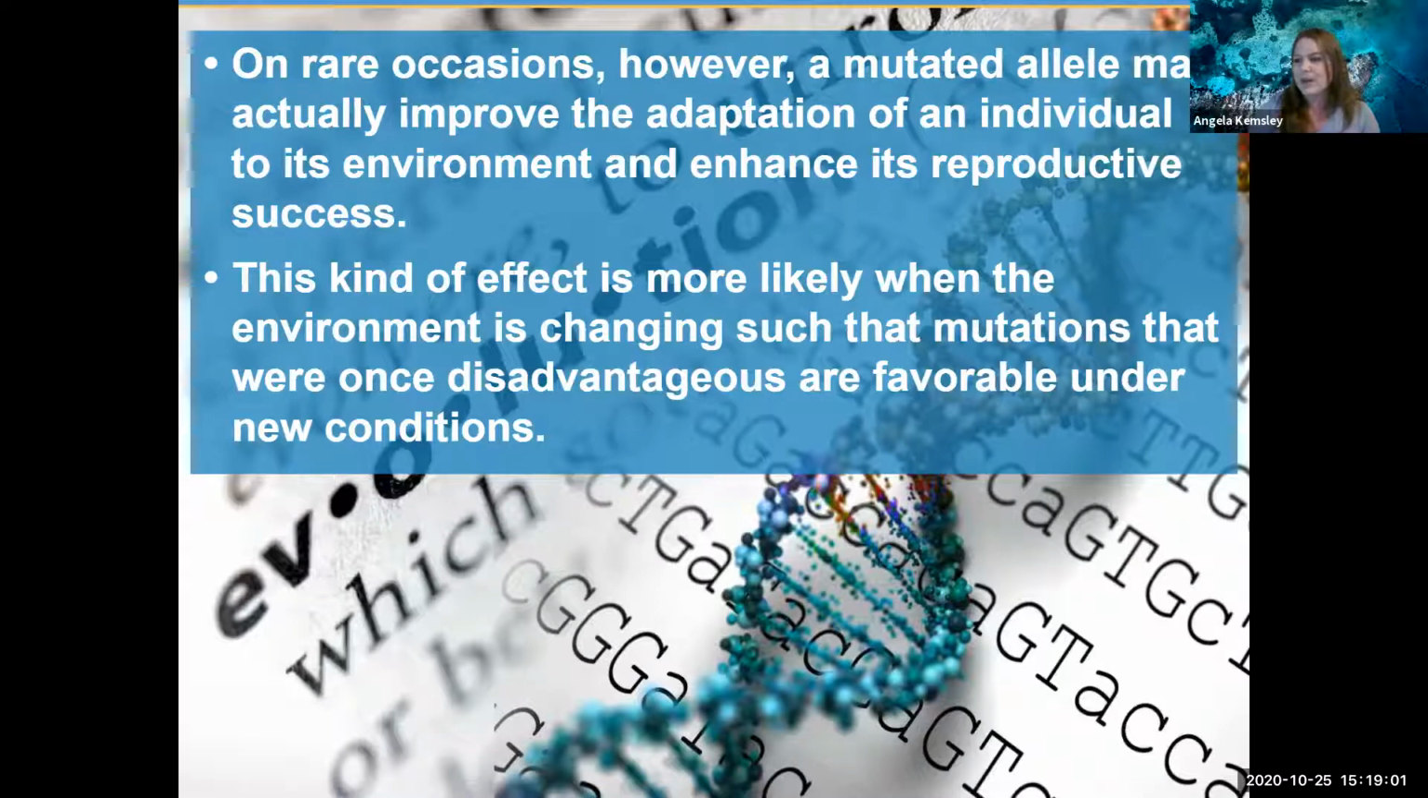We can have mutations that make a certain crop resistant to pests or more drought tolerant. Or say you have an organism that had a mutation that caused them to grow more fur, and then all of a sudden the environment turned really, really cold. Now they're going to be doing better. This kind of effect is more likely when the environment is changing, such that mutations that were once disadvantageous are now favorable.